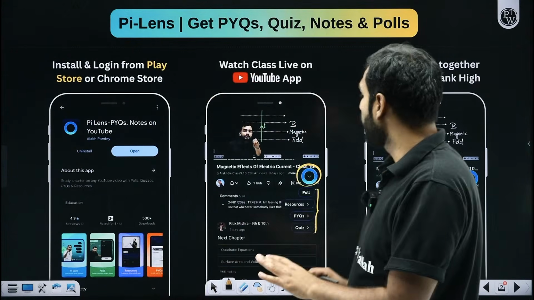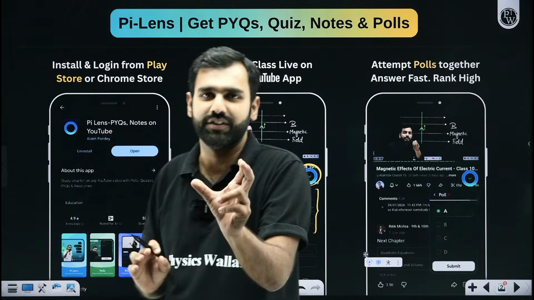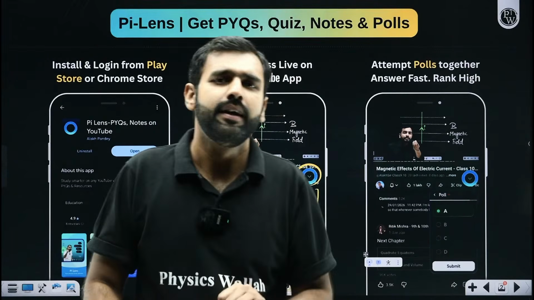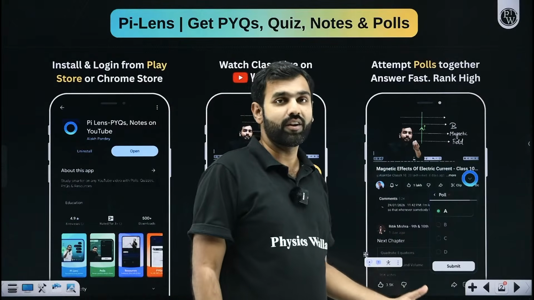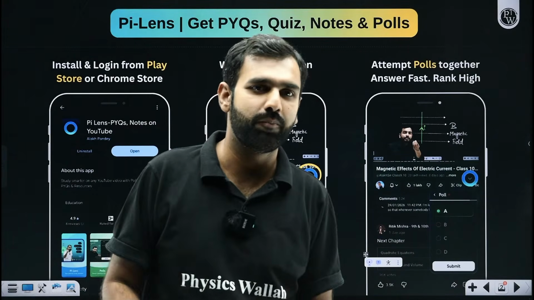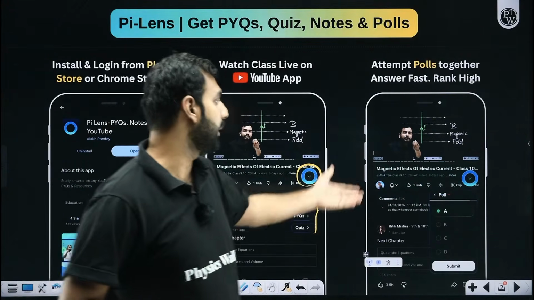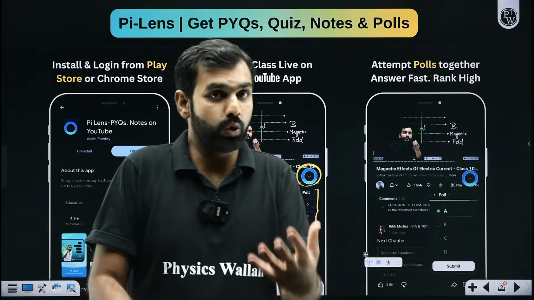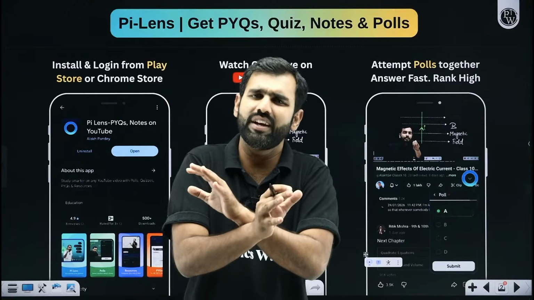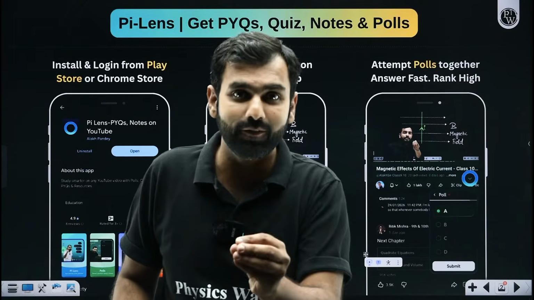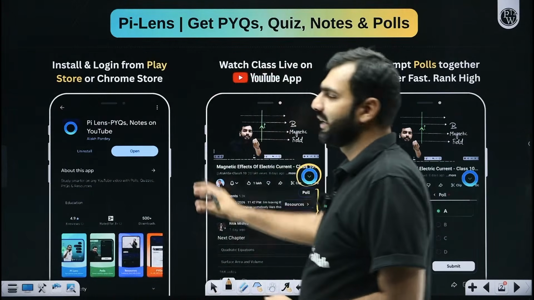Now with this, the advantage of the PyLens application is that it's really simple. First of all, you get to participate in polls. Whatever questions we are featuring, and we are asking you to actively tell us what is the answer to a particular question, you can participate. You don't need to be a PW student. Let's say you haven't enrolled for any specific batch, you're watching any random video on YouTube of PW. You can participate in our polls with the help of the PyLens application.